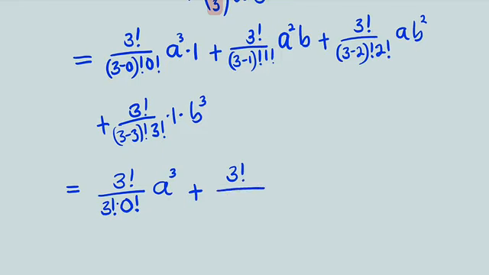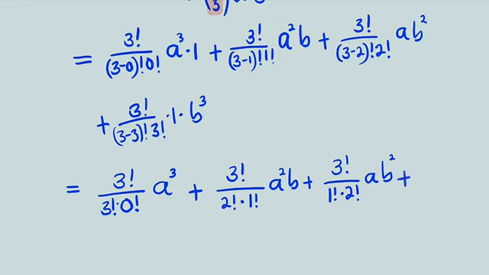Divide by 3 minus 1 is 2 factorial. Then multiply by 1 factorial, a to the power of 2, b to the power of 1. Plus 3 factorial divide by 3 minus 2 is 1 factorial, multiply by 2 factorial, a to the power of 1, b to the power of 2. Plus the last one, 3 factorial, divide by 3 minus 3 is 0 factorial, then 3 factorial, 1 times b to the power of 3 is b to the power of 3.